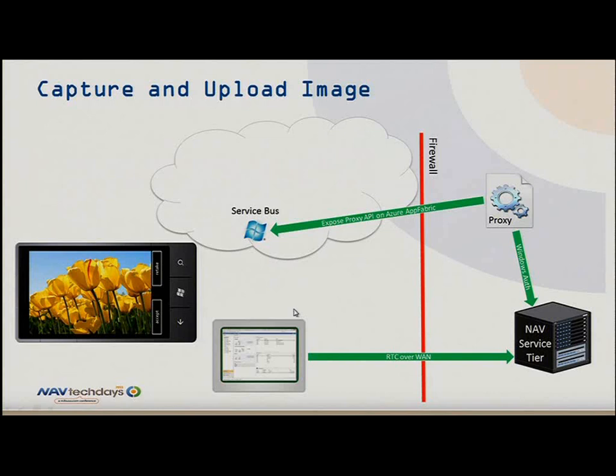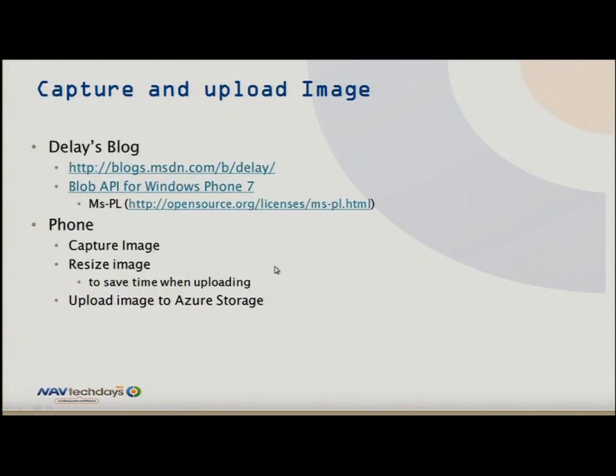Next thing is that if the user takes an image, on the phone, he'll take the image and actually upload that to Azure Storage. And after that, he needs to notify NAV of the URL to that image, so that NAV is capable of finding that image on storage. I don't actually upload the entire image to NAV. I just upload it to Azure Storage because that's a cheap way of doing that. So, again, Delay's blog has good information about how to do that from Windows Phone.